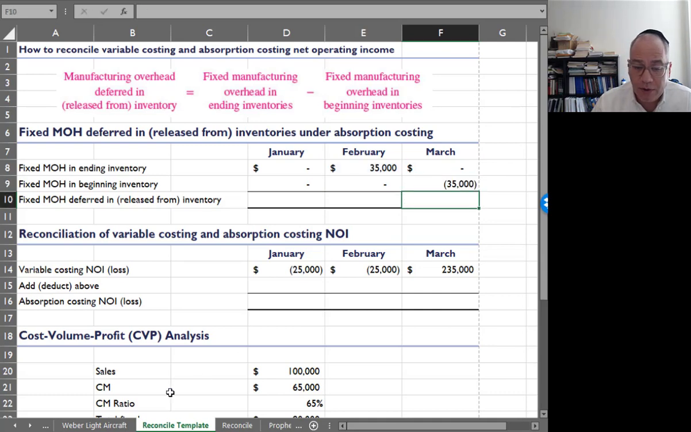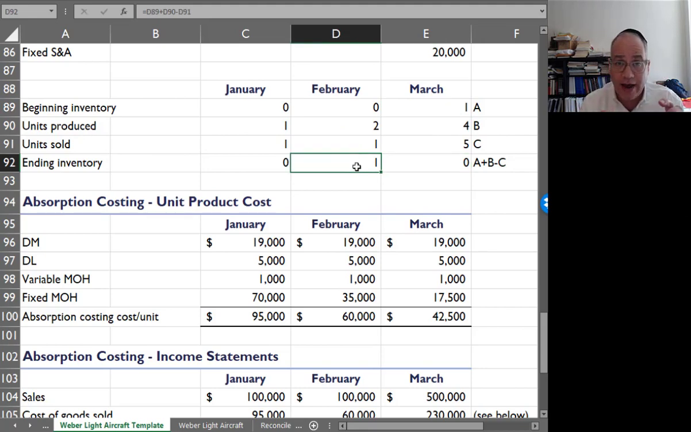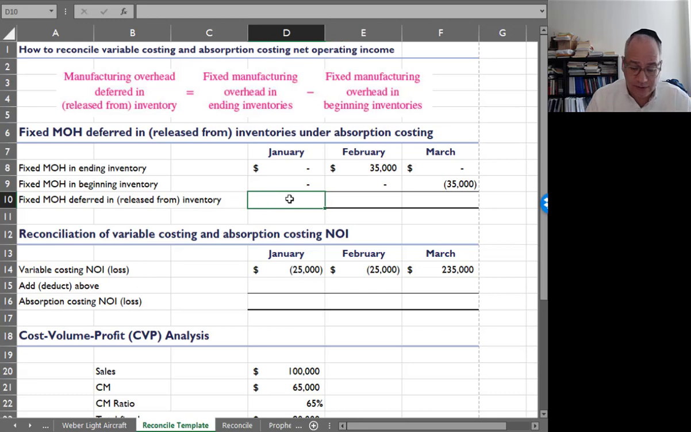If you remember back from here, we had this 1 unit in ending inventory at the end of February, and it was sold in March, because in March I made 4 units, but I sold 5. One of those units was the unit in beginning inventory that had been left over from the end of February. And therefore there was nothing left at the end of March. So this one unit here had this fixed manufacturing overhead, which was causing the difference between the absorption costing and the variable costing. And so I have to account for that difference.